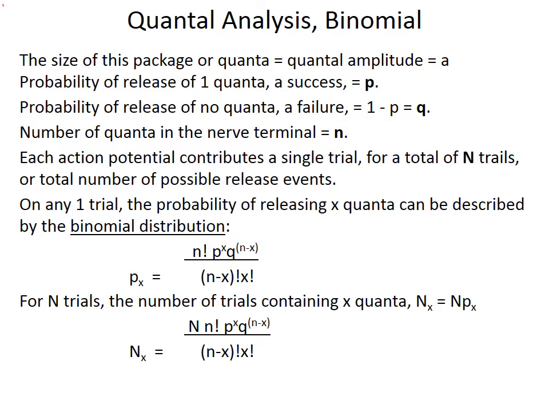Now, if we do this capital N times, we run the experiment a large N number of times, the number of trials that will show that 0, 1, 2, etc. packages or quanta were released will be the number of trials times the probability, P sub x. So that gives us N sub x, and that's just the same equation with a capital N in front of it. And here we have 3 unknowns: little n, little p, and little q, and we can control capital N. So not quite a situation that's perfect for experimental control.